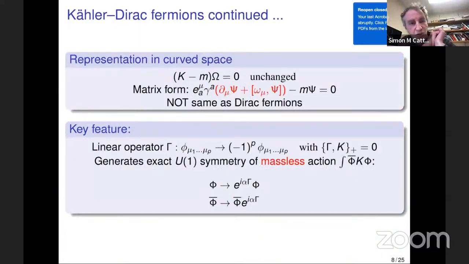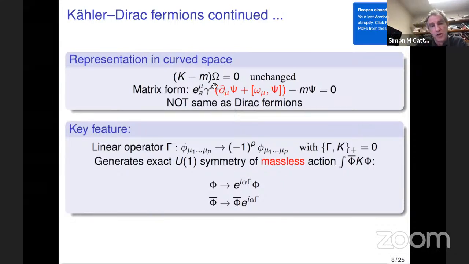However, in curved space, the story is a little different. The actual Kaehler-Dirac equation just involves tensors and exterior derivatives, so it remains completely unchanged in curved space. I just use the appropriate exterior derivatives for my curved manifold, but the structure of the equation doesn't change at all. If I want to write it in matrix form, then I have to introduce a spin connection omega and a frame E, and the structure becomes a little more complicated. But what you should notice is that if I look at this matrix form of the Kaehler-Dirac equation, it is not four copies of the usual equation for Dirac fermions in curved space, which would involve the spin connection acting on the spinor psi. Here I get a commutator structure of omega with psi, which is crucial for some of the physics I'll talk about later on.